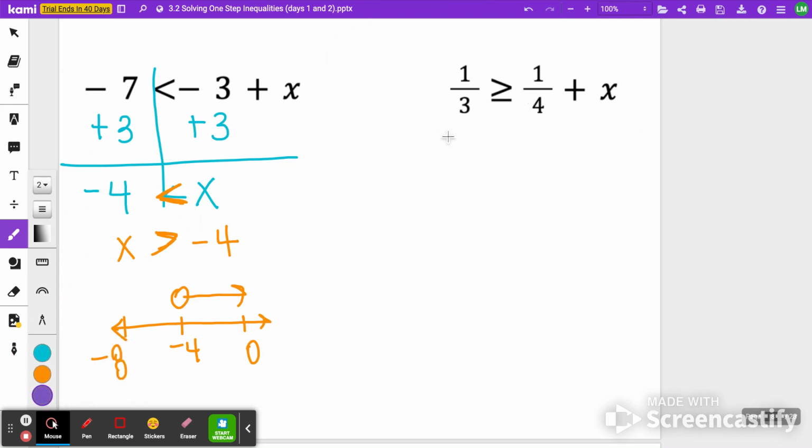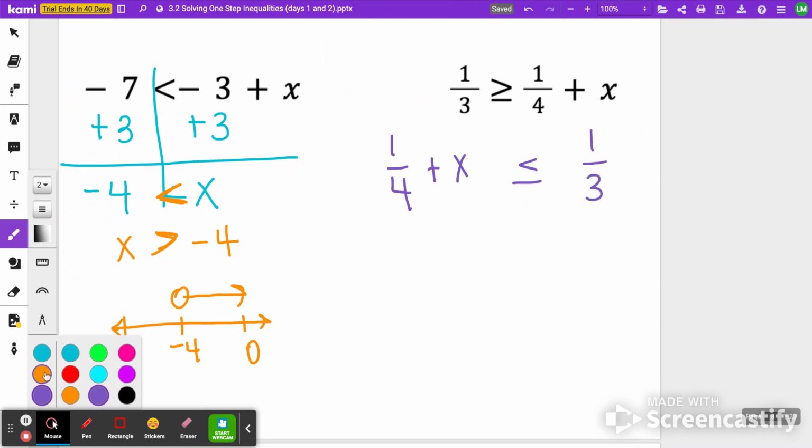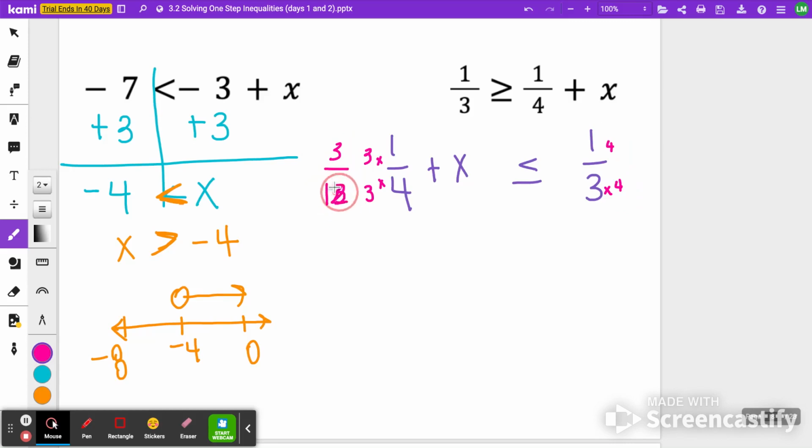This next one, I'm actually going to practice just rewriting the entire thing. So for those of you who like to rewrite it, let's try it there. 1/4 plus x is less than or equal to 1/3. The tricky thing about this one is we don't have common denominators yet, but we can easily get them. We are going to multiply 1/4 by 3, and we're going to multiply 1/3 by 4 to get them a denominator of 12. So this will now change to 3/12, and this one will change to 4/12. Now this should make it a little bit easier to solve.